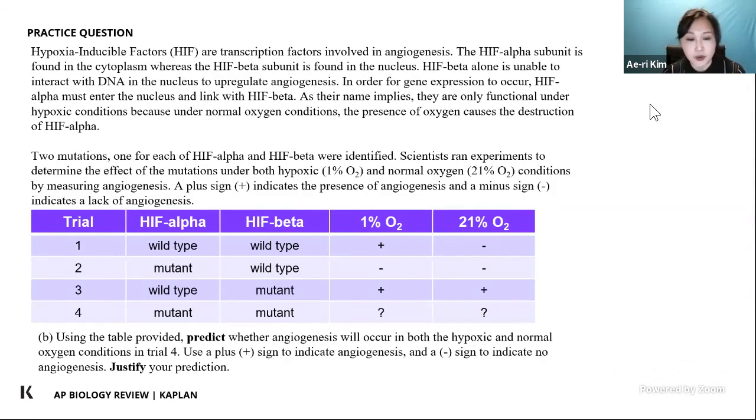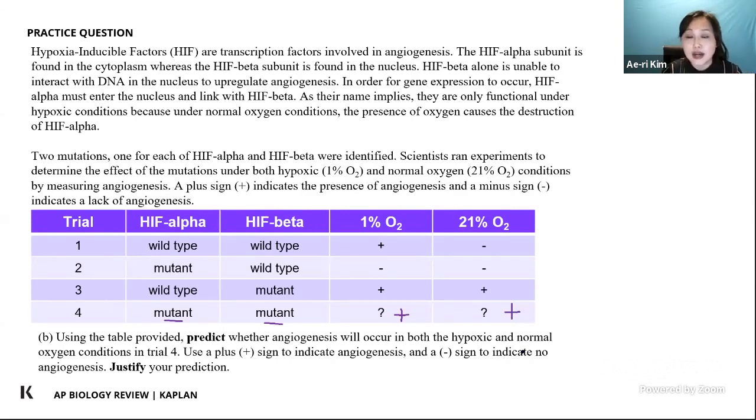Okay. So here, I think the key part of this is to recognize that HIF beta, when it is mutated, is uncontrolled. So it's able to turn on transcription regardless of what's going on. So let me think. Okay. So remember, this is mutated in both of these conditions. So remember, HIF beta, when it is mutated, is able to turn on angiogenesis regardless of whether or not HIF alpha is there. So the correct answer is actually going to be plus. It's going to be exactly the same as trial three, because regardless of whether alpha is there or not, whether it's mutated or not, it's going to have the same effect on angiogenesis. Okay?